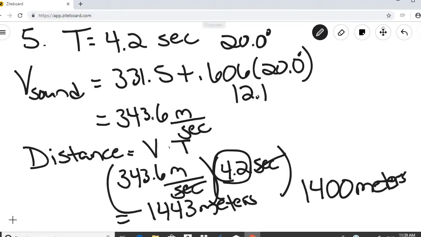Okay, so the lightning was 1,400 meters away if it took 4.2 seconds for the thunderclap to be heard. Okay, number 6.